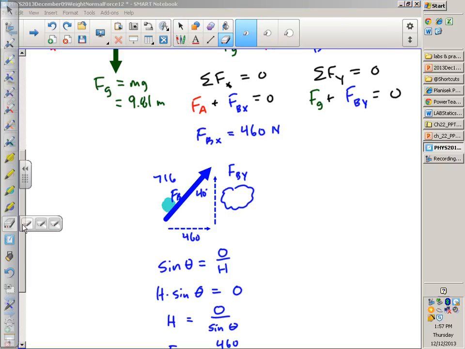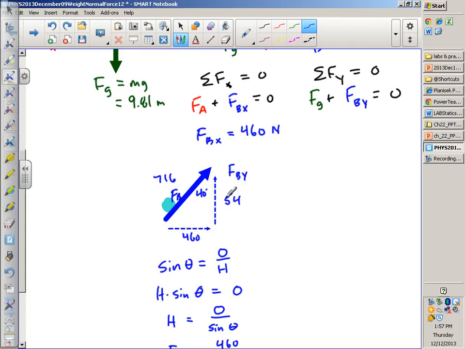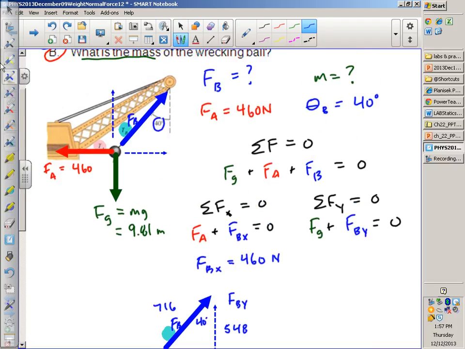It should end up in between 460 and 716. I think, is it 542? Is that what it ends up being? Anybody actually run it through yet? What did you get? 548. 548. This side of the triangle is 548. That y component is this force right here.